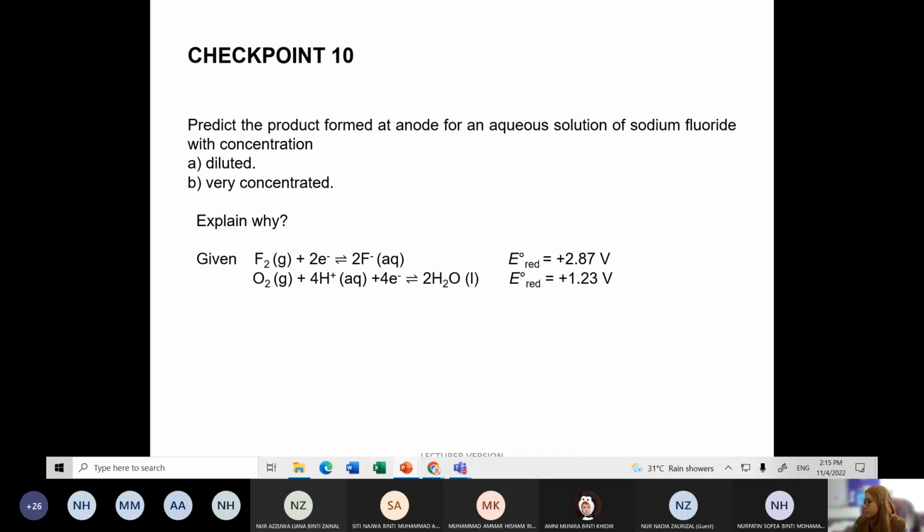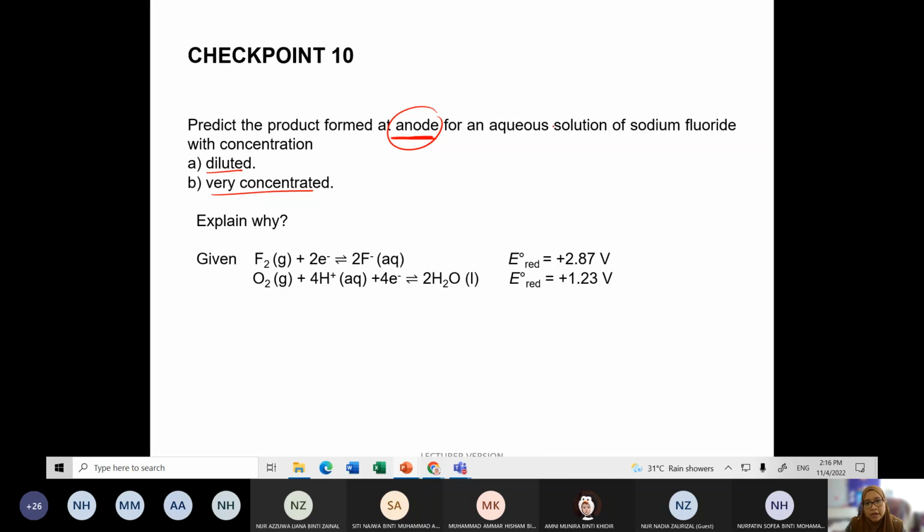Moving on to checkpoint 10. This is the last checkpoint. Predict the product formed at the anode, only for the anode, for an aqueous solution of sodium fluoride with concentration diluted and very concentrated. So we are only concerned with the product that will be produced at the anode, or the ion that will be discharged at the anode. Not for the cathode.